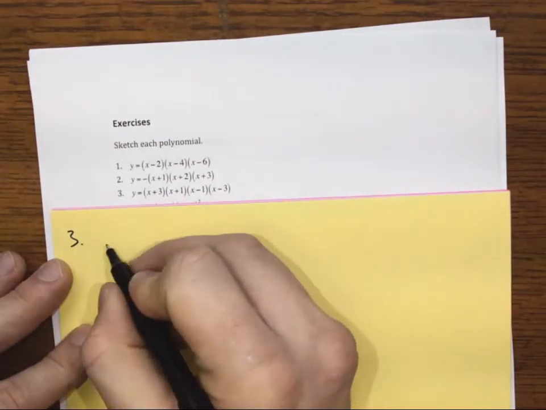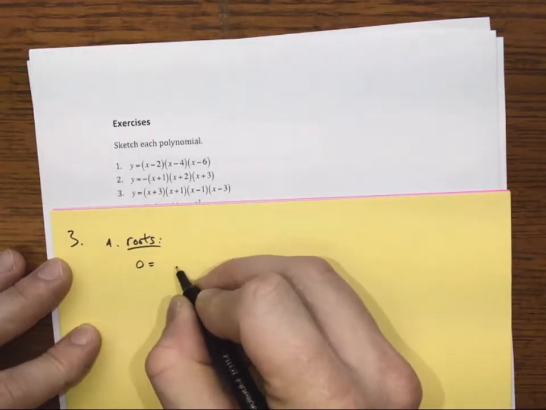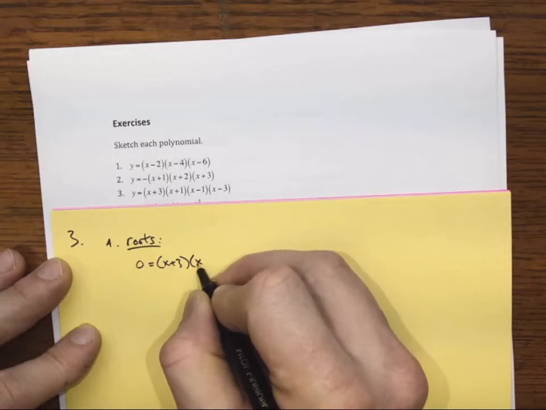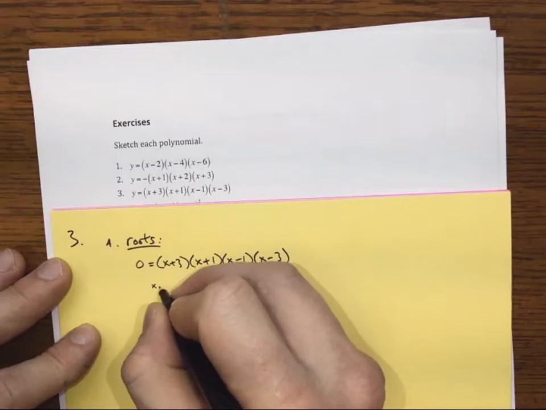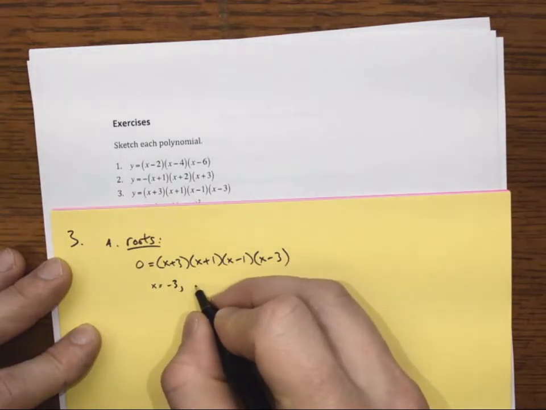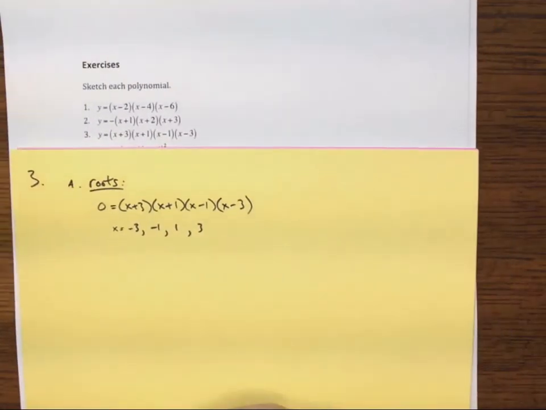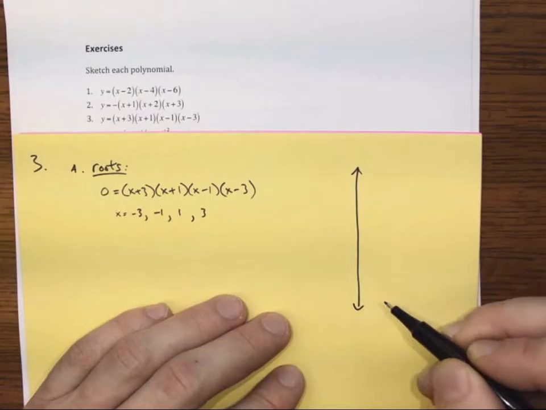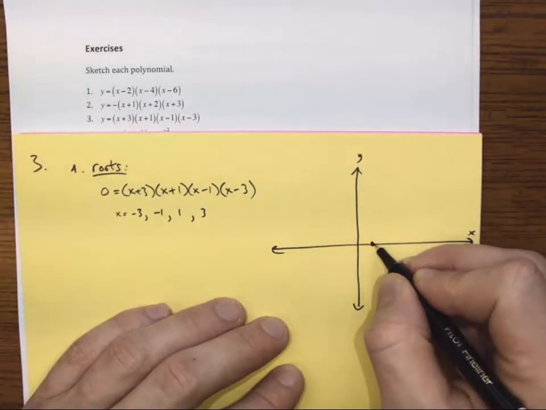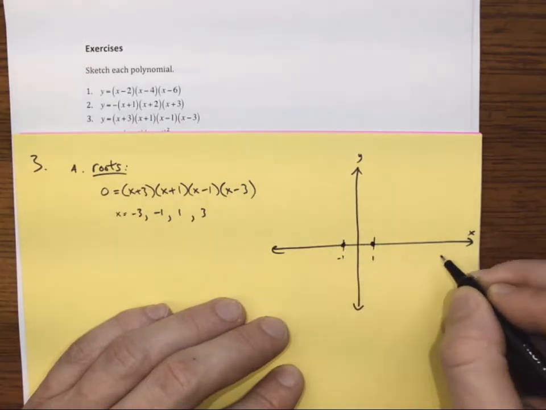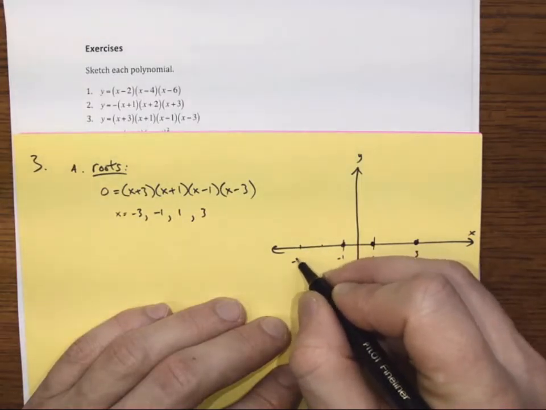Okay, so for question 3, I'm going to find the roots. So it's going to be 0 is equal to x plus 3 times x plus 1 times x minus 1 times x minus 3, which gives me x values that are negative 3, negative 1, 1, and 3. So I'll draw a little sketch of what that could look like. And that means I have values at negative 1, 1, 3, negative 3.